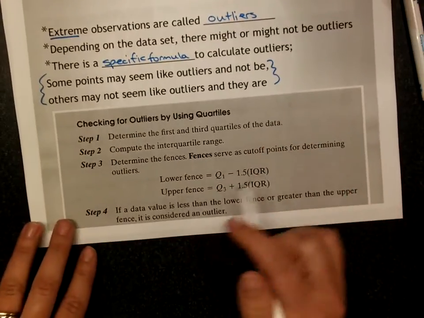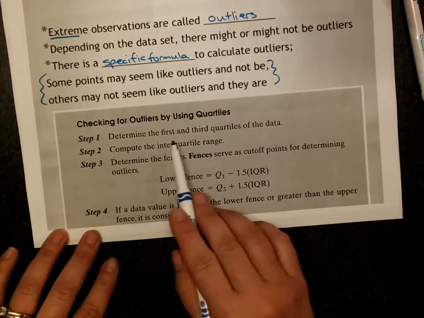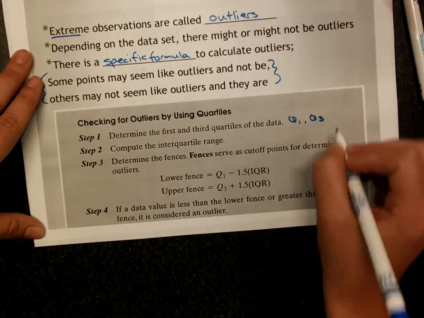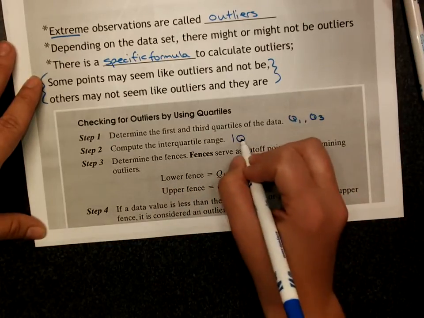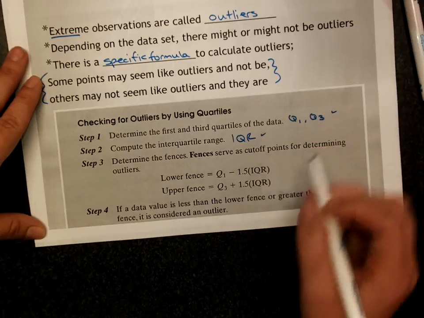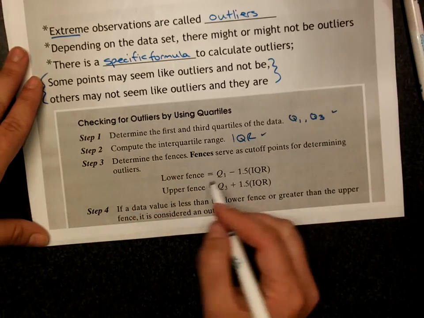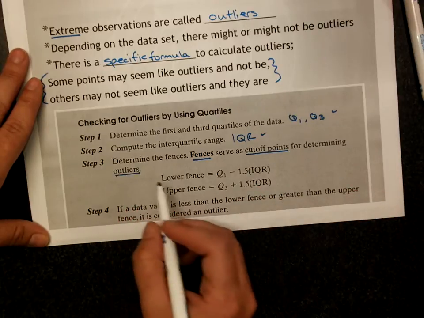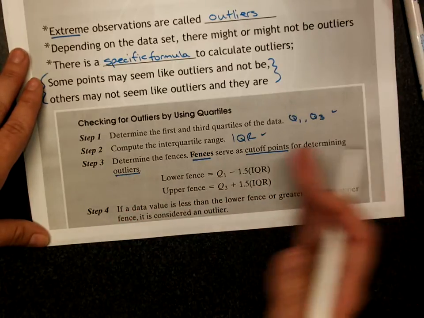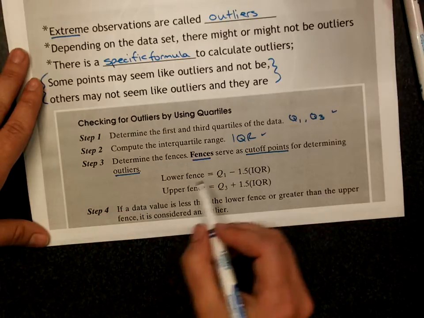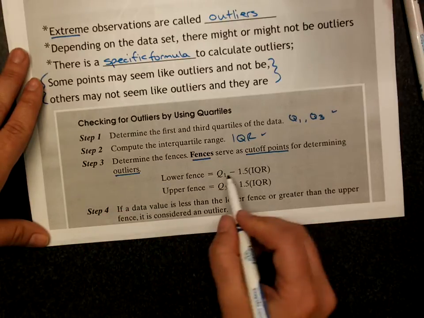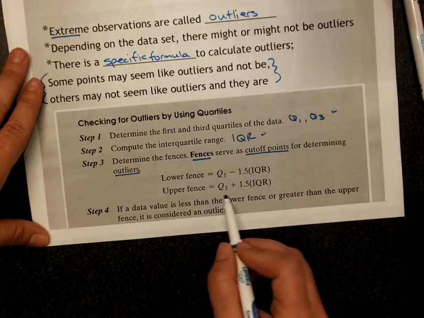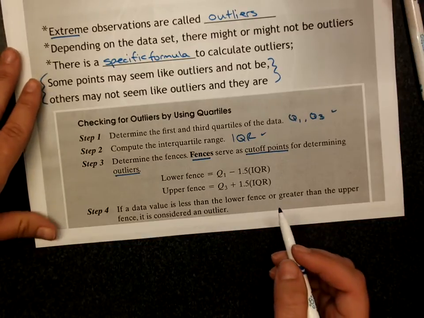So here I took this out of the book. It says determine the first and the third quartiles of the data, Q1 and Q3, which we get from the calculator. Compute the IQR. So we can get all that from the calculator. And then we determine something called a fence. A fence serves as a cutoff point for determining outliers. Anything outside the fence is an outlier, anything inside the fence is not. So we have a calculation for what's called a lower fence, Q1 minus 1.5 times the IQR, and an upper fence, Q3 plus 1.5 times the IQR.